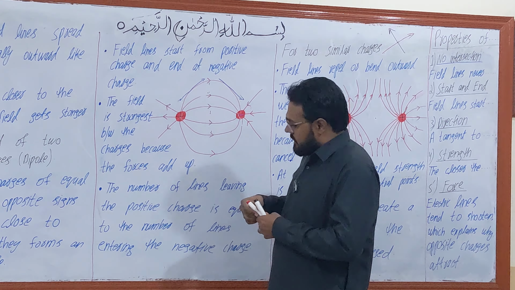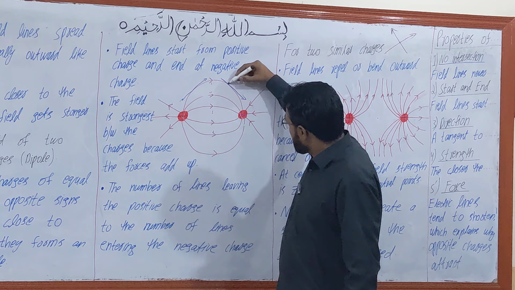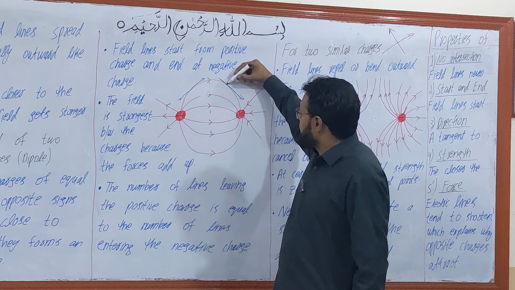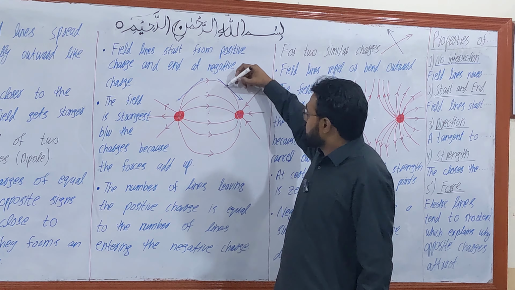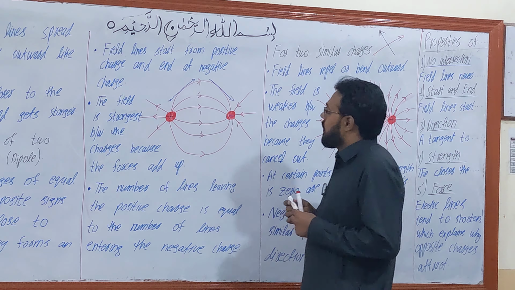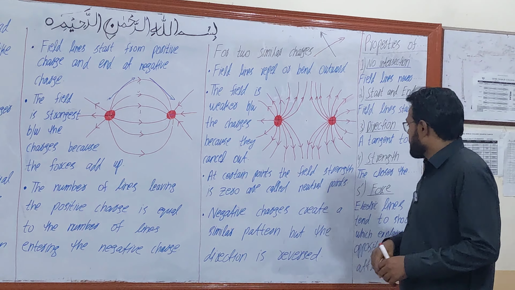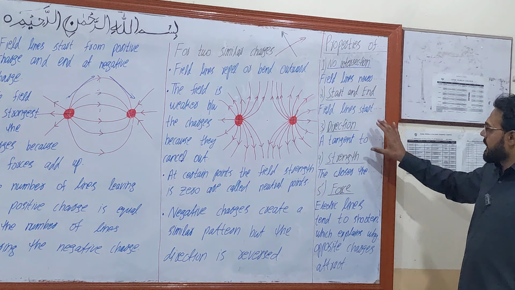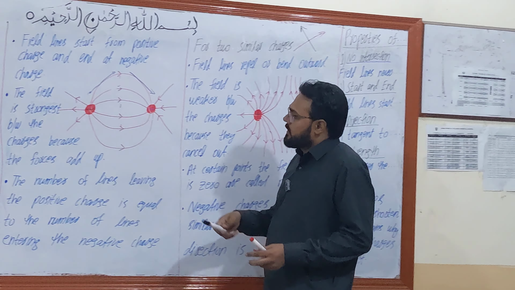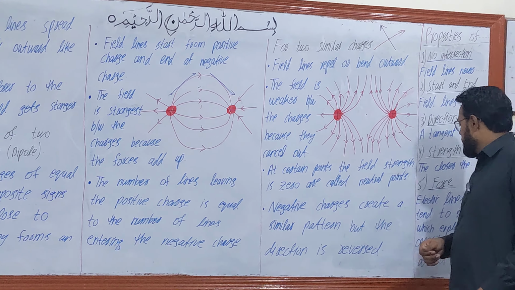The tangent means this blue line is tangent to this point, and this blue line is tangent to this point. A tangent line means the line which touches at a single point and goes straight. So at this point the direction of the electric field is in this direction, and here the direction is in this direction. So for a curve, the direction is tangent to that point. Strength: closer to the charge, the strength is more as compared to away from the charge.